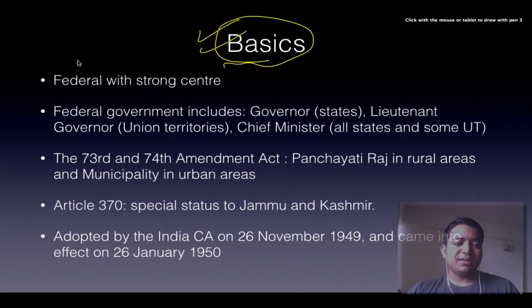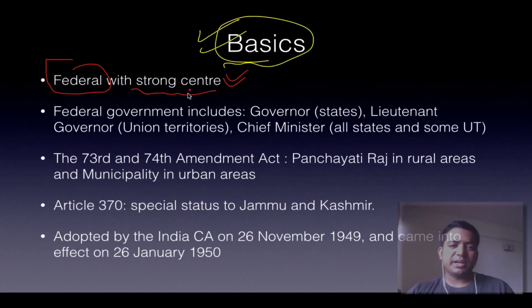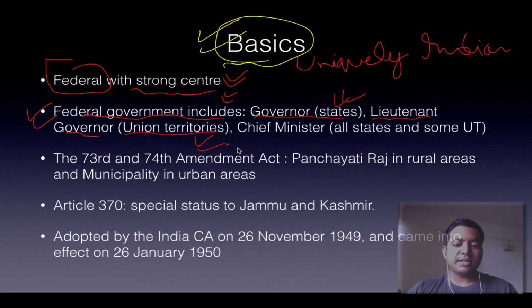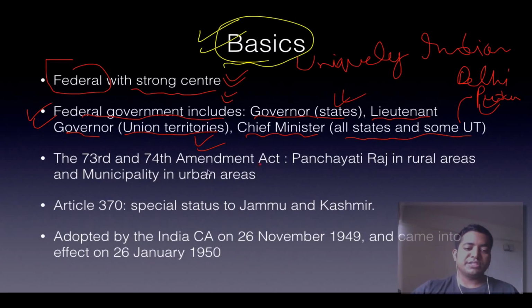So it is federal with a strong center. Although we are a federation, we tend to be pro-unitary or quasi-federal, whatever you want to call it. It's uniquely Indian federation. There's nothing to do with anything else. Then the federal government includes the governor, that is in the states. Then it includes the lieutenant governor, that is in union territories, and it also includes the chief minister, that is from all the states and some of the union territories. Like Delhi has one, then Puducherry has one. All the 5 do not have a chief minister.